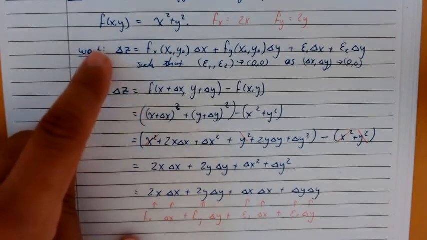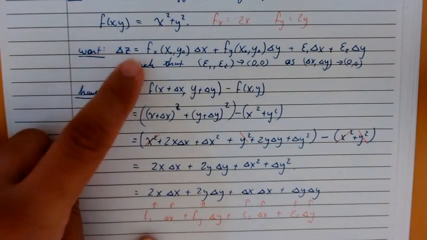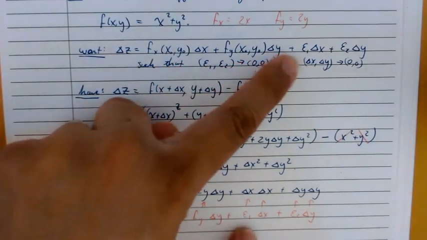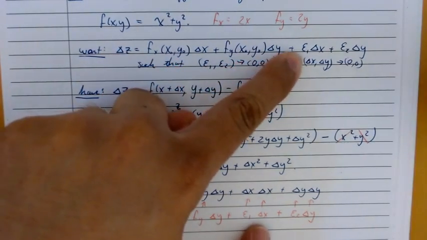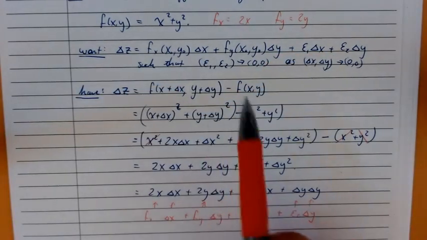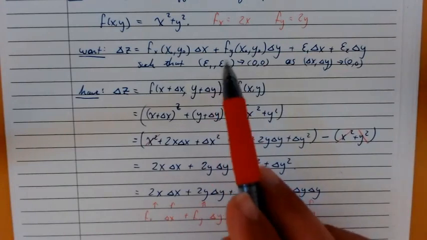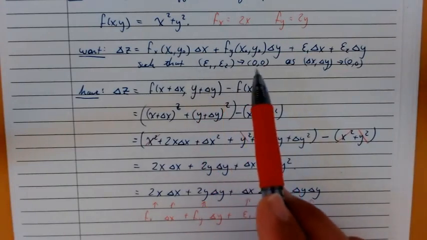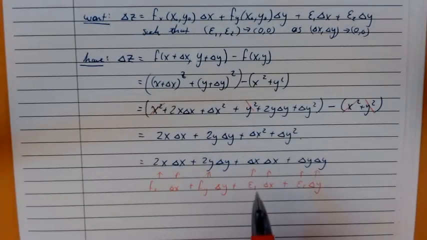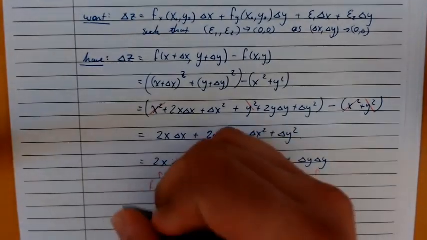Oh, but it's not an, so we're close. We now have delta z written as f sub x delta x plus f sub y delta y plus epsilon 1 delta x plus epsilon 2 delta y. But it's not enough that we have it written that way. We also have to confirm that epsilon 1 and epsilon 2 approach 0 as delta x and delta y approach 0. Well, here note, epsilon 1 and epsilon 2 are delta x and delta y.